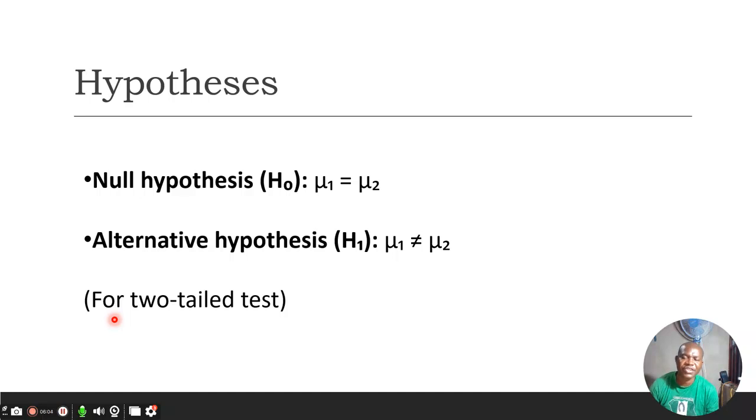In actual context, what does this mean? Usually, there may be a dispute or a contest to be established. Mean 1 is not equal to mean 2. If something is not equal, it is either greater than or less than. That is what makes it two-tailed. It means the direction is not specified. It's not unidirectional; it could go in both directions. Because we are dealing with two possible directions, it's a two-tailed test. But if we say mean 1 is greater than mean 2, then we have established a particular direction. That will be a one-tailed test.